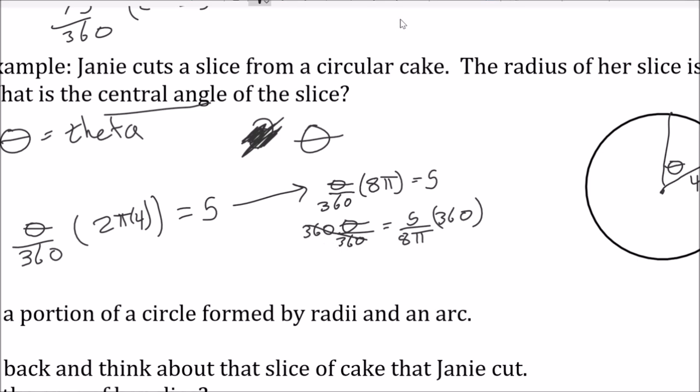So 5 times 360, divide that by the quantity 8 pi, and I get 71.6. Theta equals 71.6. Now, we have to answer the final question here: what we just found, is it in radians or is it in degrees? Okay, guys, here's how you can tell.